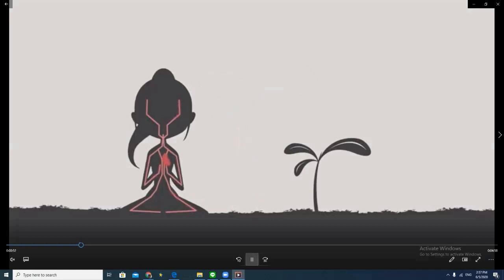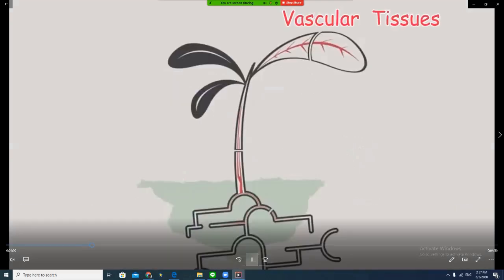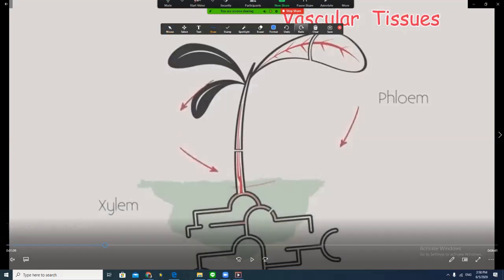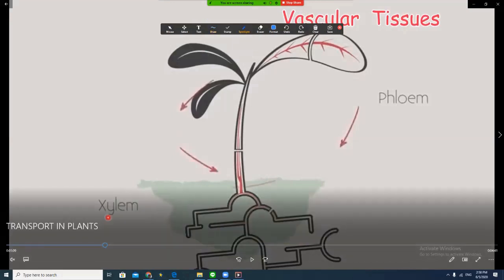In humans, the blood is pumped by the heart and distributed to the different parts of the body. In plants, we have vascular tissues. These vascular tissues are called xylem and phloem. Let's take a look again at the two vascular tissues, the xylem and the phloem.